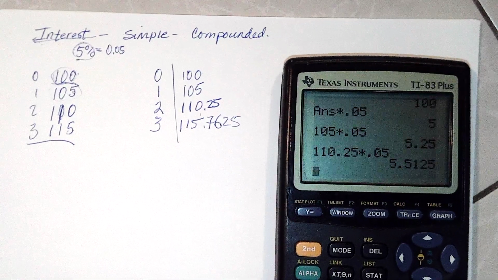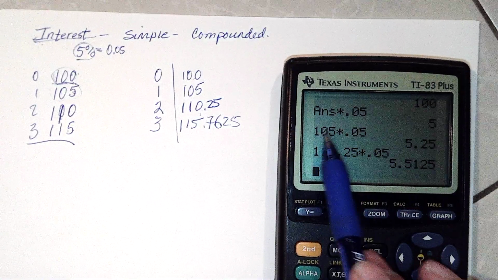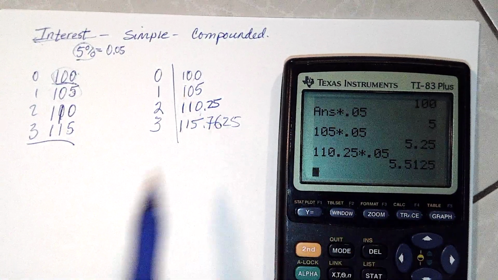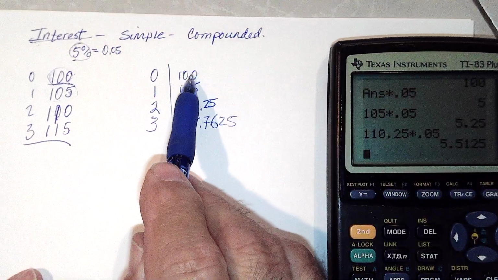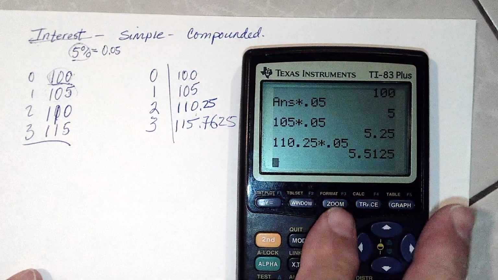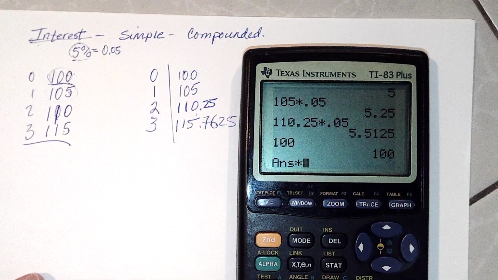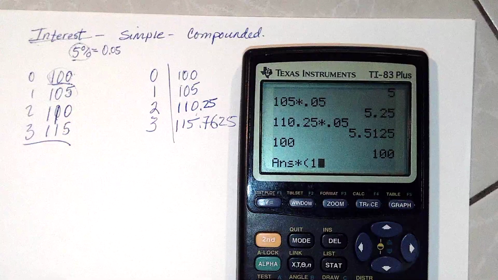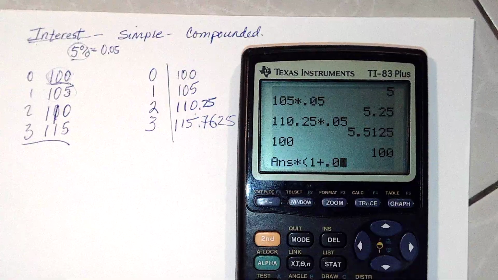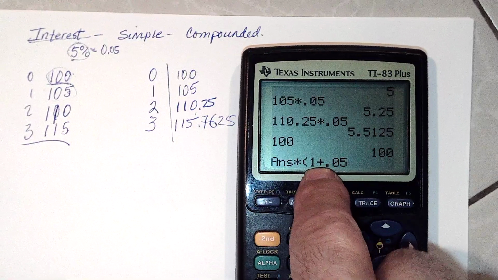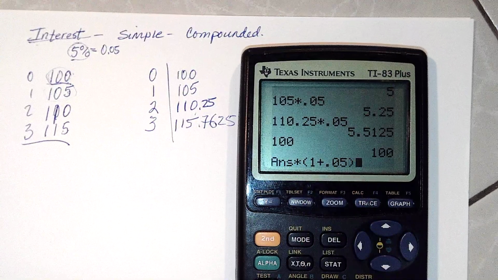Now, instead of doing this as a two-step process, multiplying by 0.05 and then adding it to the last number, we can do this a different way. To go from 100 to 105, we can start with 100, and then we want to multiply by 100%, which is 1 in decimal, plus the 0.05. So I'm going to find 100% of $100 and 5% of $100 and add them together. So I'm going to do it in one step.